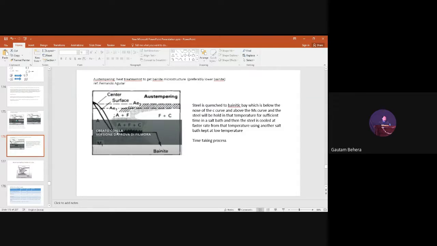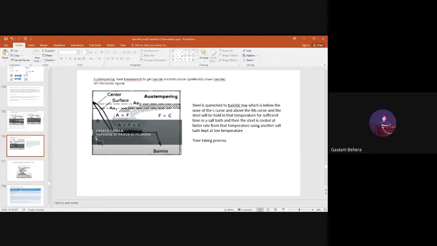So what will happen? The transformation will take place. This zigzag is nothing but the transformation. The austenite will transform into bainite. The moment all the austenite becomes bainite, then we have to cool the steel to room temperature again. So this is the cooling cycle after the transformation is complete.